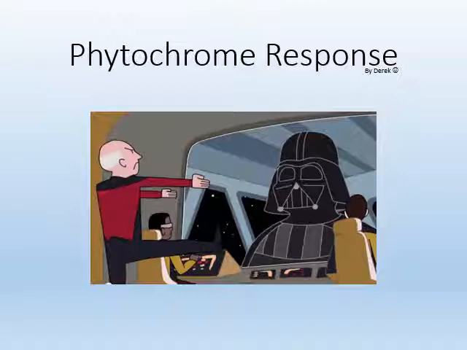So yes, this is my hybrid Star Trek, Star Wars silly thing that really has nothing to do with phytochrome, but I don't know. At the time, it seemed funny.